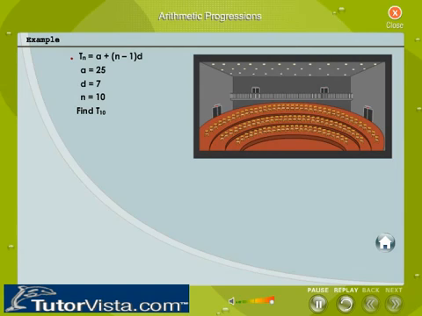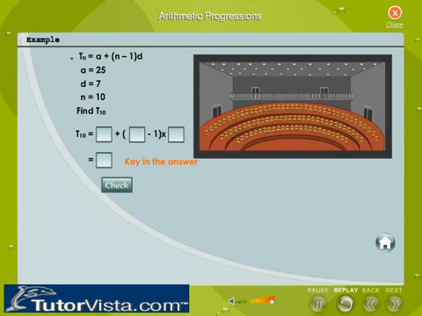Find the number of seats in the 10th row. We use the formula for the nth term and substitute the known values. Key in the values. In the answer, we find that there are 88 seats in the 10th row.